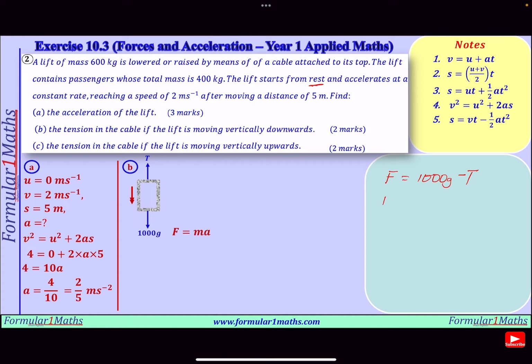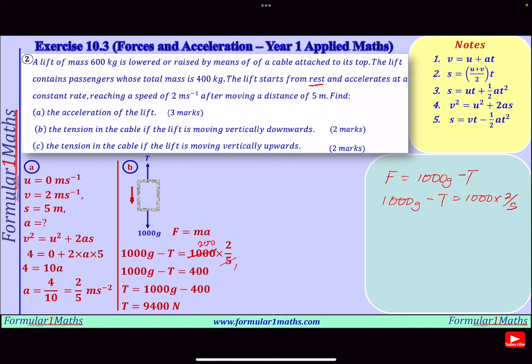That means 1000g minus T equals the mass, which is 1000 kilograms, times the acceleration that we just found, 2/5. So we get this. We can reduce the fraction: 5 goes to 1, 5 goes to 200. So the equation reduces to 1000g minus T equals 400. Rearranging will give you T equals 1000g minus 400. And evaluating gives us 9400 newtons.